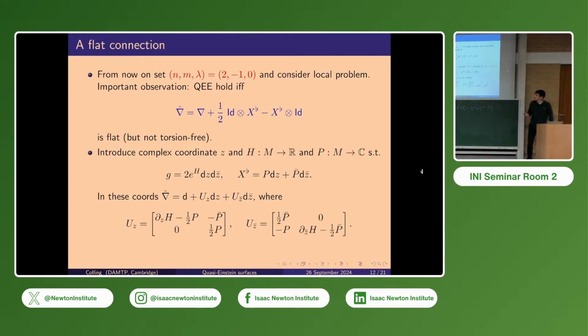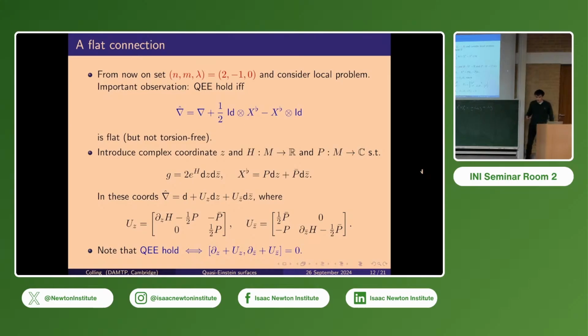And then in these coordinates, we can represent this connection nabla hat as a matrix valued one-form, and these are the relevant matrices. They contain components of G and X. And so the observation is that the quasi-Einstein equations are equivalent to these two operators commuting.